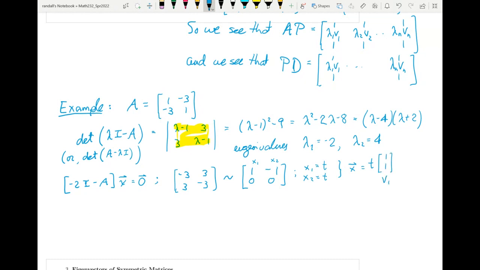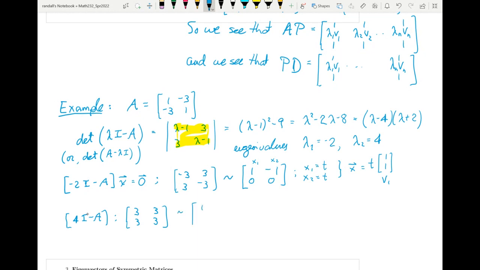And this is how I identified my vectors that form a basis of the solution space. There's only one in this case, so that's my v1. And then when I go to the next eigenvalue, it's 4, so it's 4I minus A. Okay, so I just need that matrix, so let's write it out. So 4 minus 1 is 3, 3, 3, and then 4 minus 1 again is 3. So it's this matrix, that's the coefficient matrix of this system.